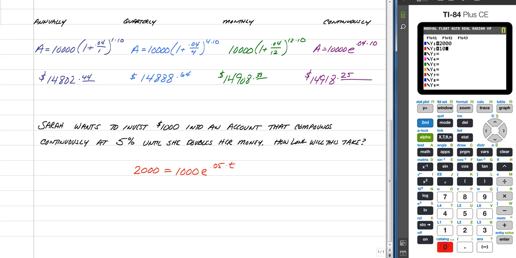And then 1,000 times e raised to the 5% x. And just click graph. Again, you'll probably have to adjust your window. And we see that they're going to intersect somewhere between, looks like 10 and 20 years. So we just have to press second trace. Go to the calculate menu. Number 5 is intersect. Click enter 3 times. And it looks like it's going to take approximately 13.863 years.